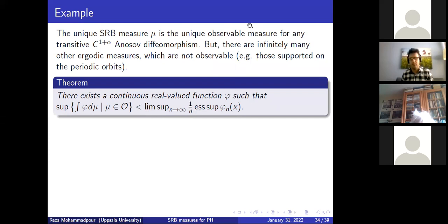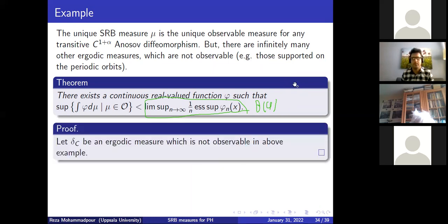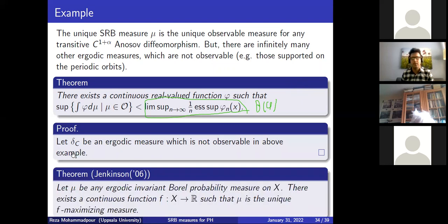Again, this value is the maximal Lyapunov exponent. It's the maximal Birkhoff average, maximal Birkhoff averages. Take one of these periodic orbits, which is not an observable measure, say an ergodic measure which is not an observable measure. This is the example.